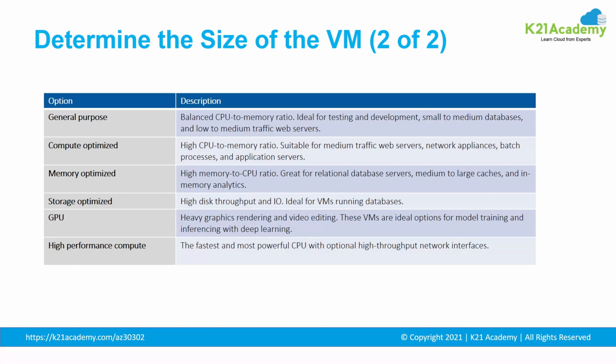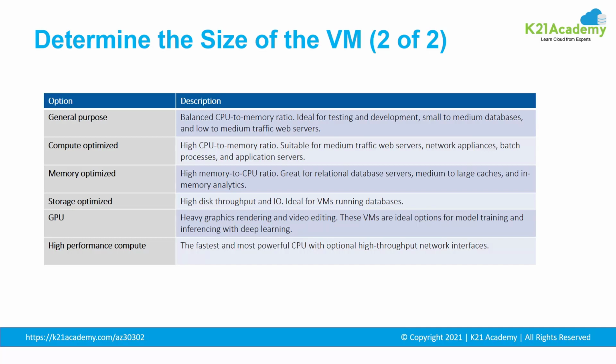Next one is compute optimized. Compute optimized VMs are designed to have a high CPU to memory ratio, suitable for medium traffic web servers, network appliances, batch processors, and application servers. Memory optimized. These are designed to have a high memory to CPU ratio, great for relational database servers, medium to large cache, and in-memory analytics. Storage optimized are designed to have high disk throughput and input-output speed, ideal for VMs running databases.